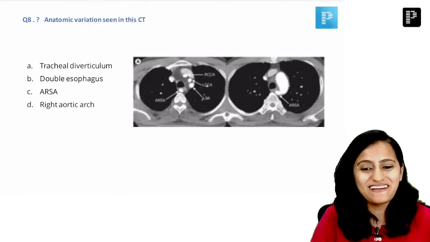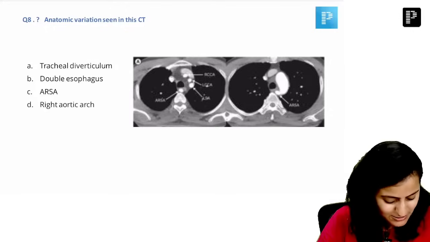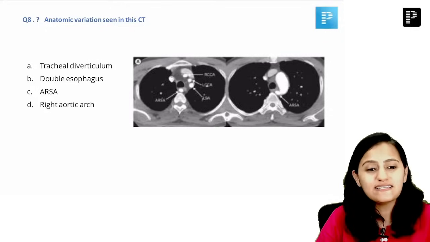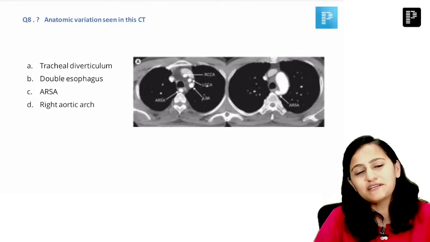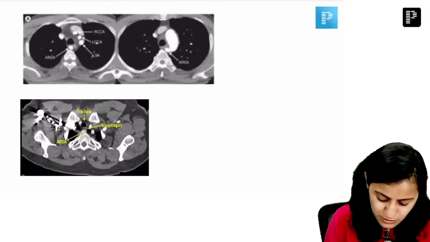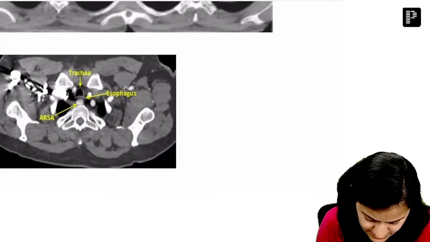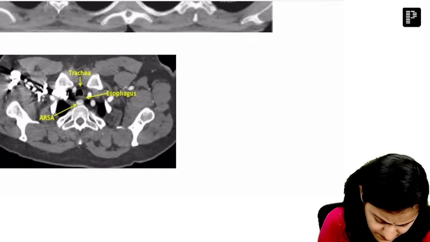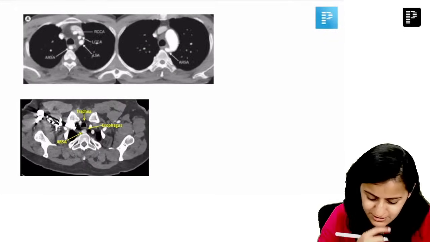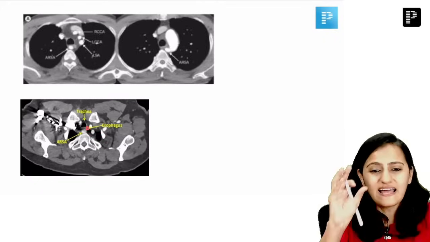Yeah, another one, right, where the options were confusing. What anatomic variation are you seeing in this CT? Many of you, I'm pretty sure, did think of it as a tracheal diverticulum, because next to the trachea you could see something air filled also. I had another image, probably the image got changed. I forgot to put that image. So you had the trachea and adjacent to that another air filled structure.